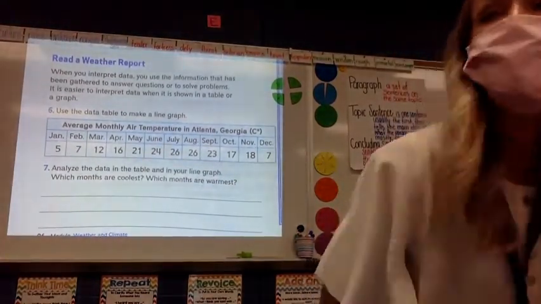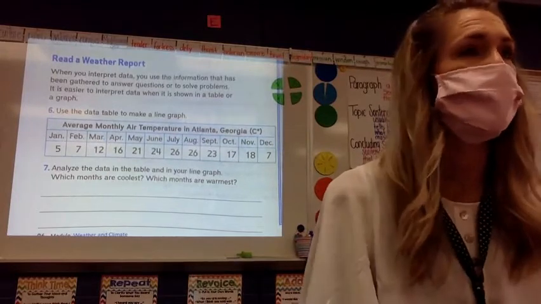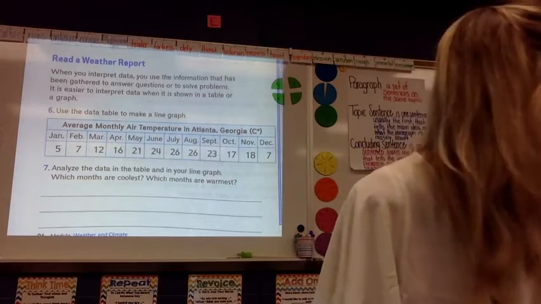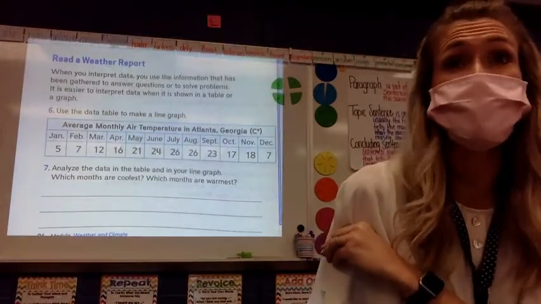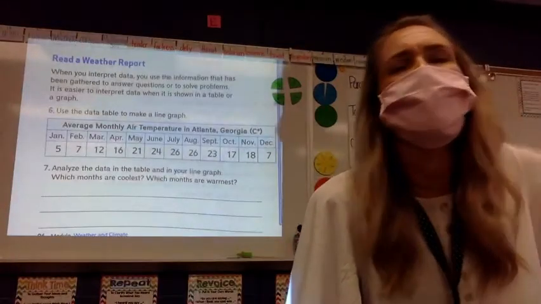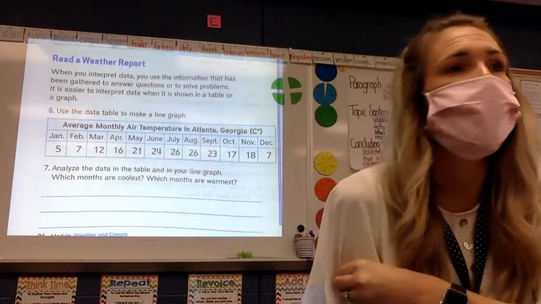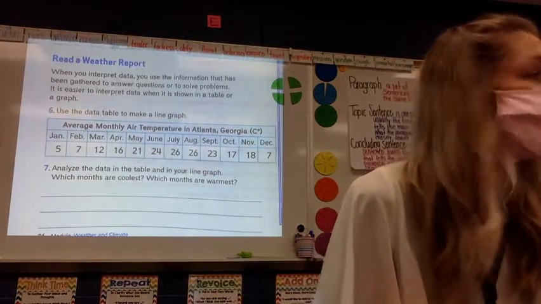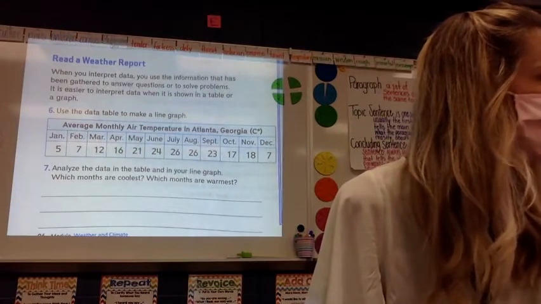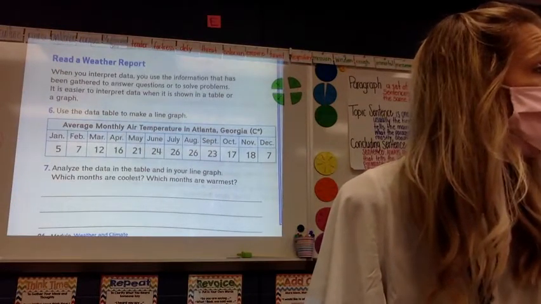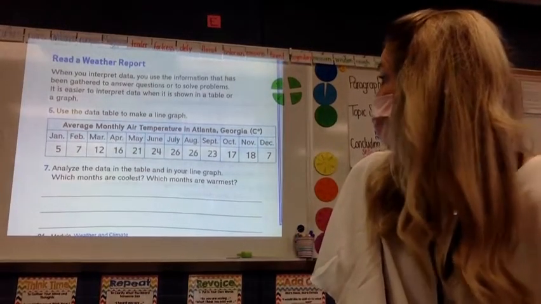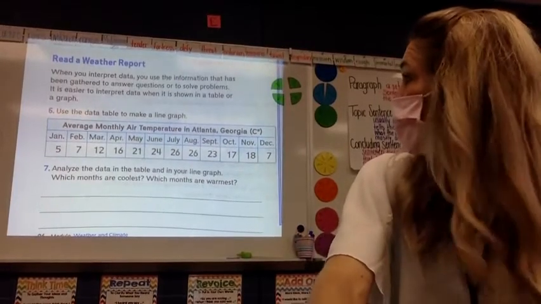What are some patterns you've noticed about the temperature as you go through the months in Atlanta, Georgia? Emery. That it's getting colder and hotter. The year starts out pretty cold and then it gets hot. And it just gets hotter and hotter and hotter until we get back to January? Nope. What happens to it? That's a great start. Kyler. It goes down to October, and that's when it starts getting cold. It starts getting warmer around September.